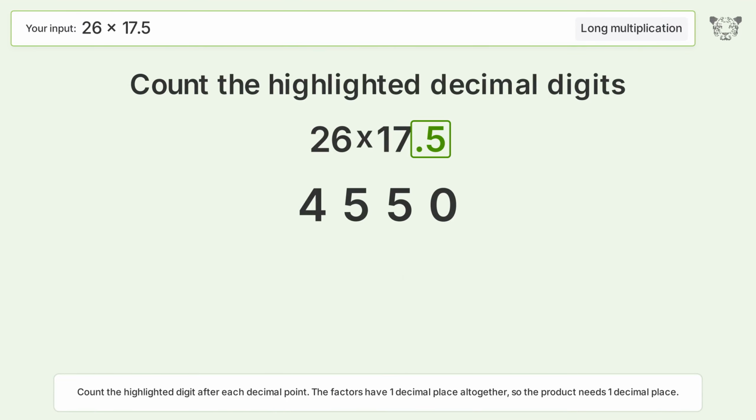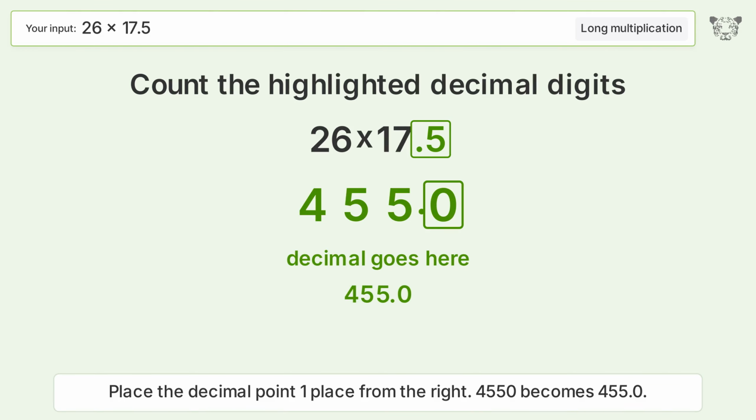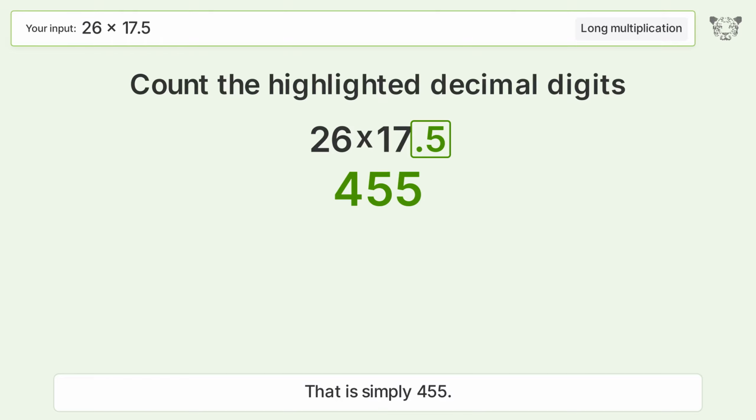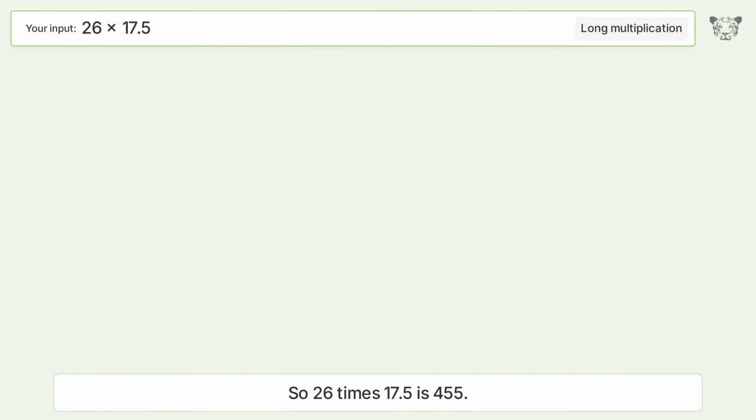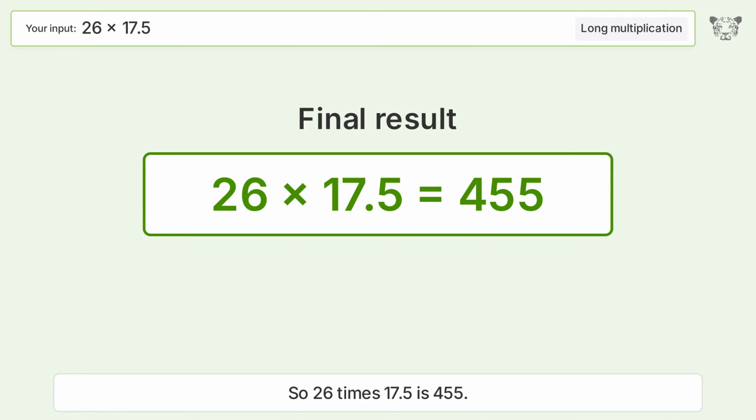Count the highlighted digit after each decimal point. The factors have one decimal place altogether, so the product needs one decimal place. Place the decimal point one place from the right. 4550 becomes 455.0. That is simply 455. So 26 times 17.5 is 455.